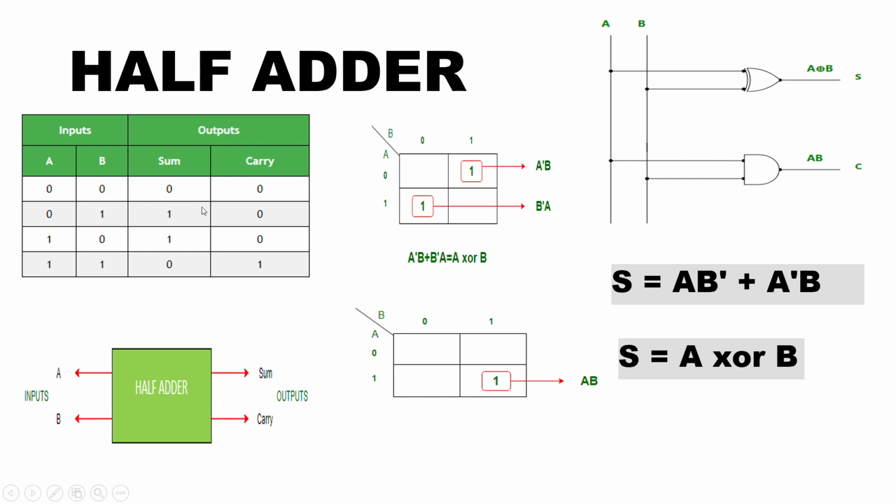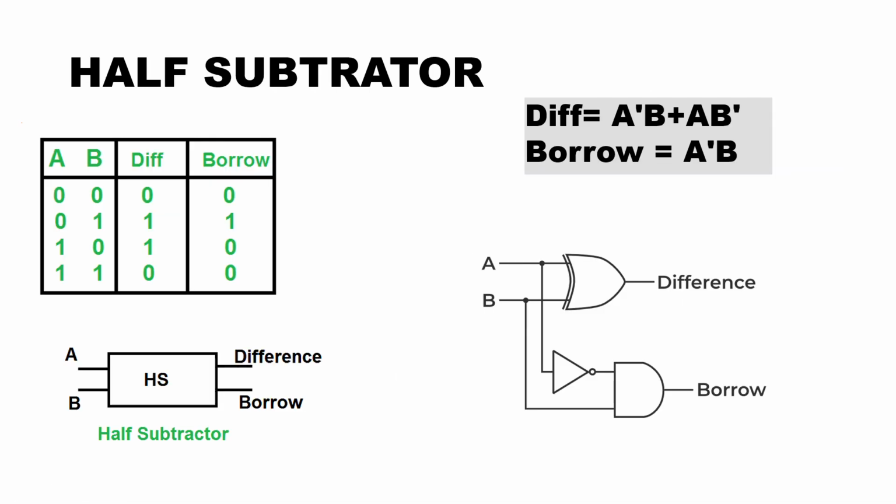Here is the truth table for the half adder, in which there are two inputs A and B and two outputs, sum and carry. The equation for the sum is A B naught plus A naught B, which is A XOR B, and the equation for the carry is A and B, which will work as a half adder.